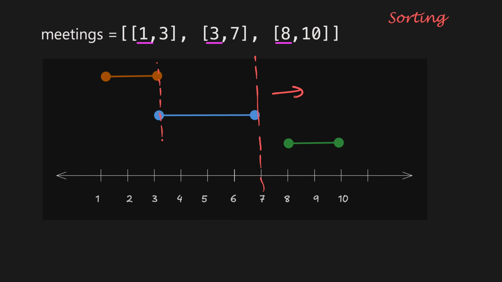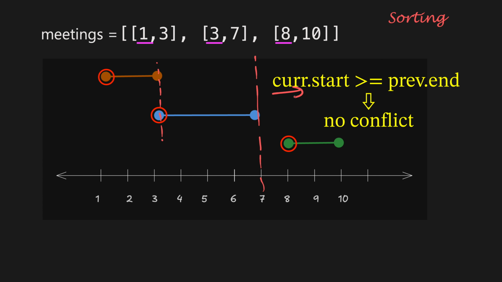And then this problem simplifies dramatically. Since we are attending the meetings in the order they begin, we only need to make sure that each new meeting we attend doesn't start before the previous one has finished.